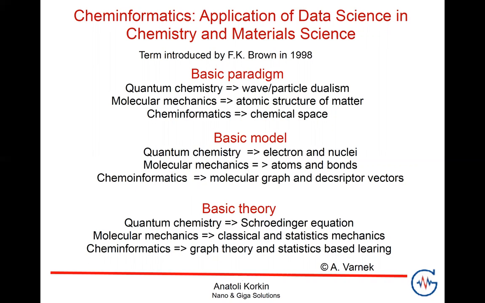So we start the basic paradigm from quantum chemistry. We start from wave particle dualism. Molecular mechanics uses the atomic structure, and cheminformatics uses what is called chemical space. So the basic model in quantum chemistry is electron and nucleus. In molecular mechanics, it's atoms and bonds. And in cheminformatics, it's a so-called molecular graph and descriptor vectors. So what is the basic theory? In quantum chemistry, it's the Schrodinger equation. Molecular mechanics, it's classical and statistical mechanics. And cheminformatics uses mostly graph theory and statistical based learning.